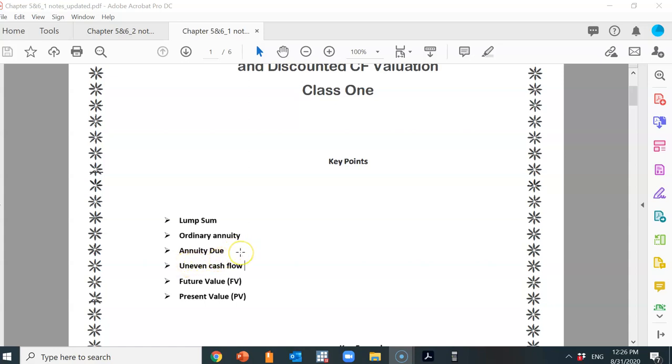Annuity due is a series of equal payments at the beginning of each period. And all other cash flows are uneven cash flows. They can be of different amounts at different times.